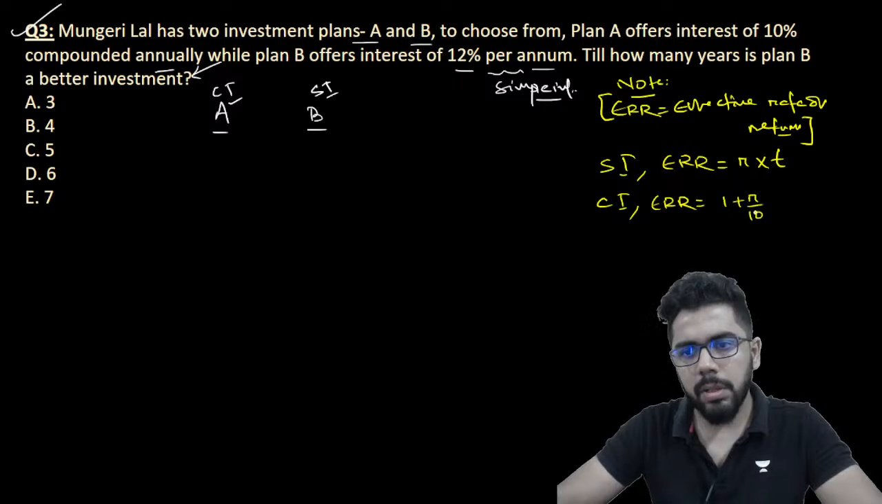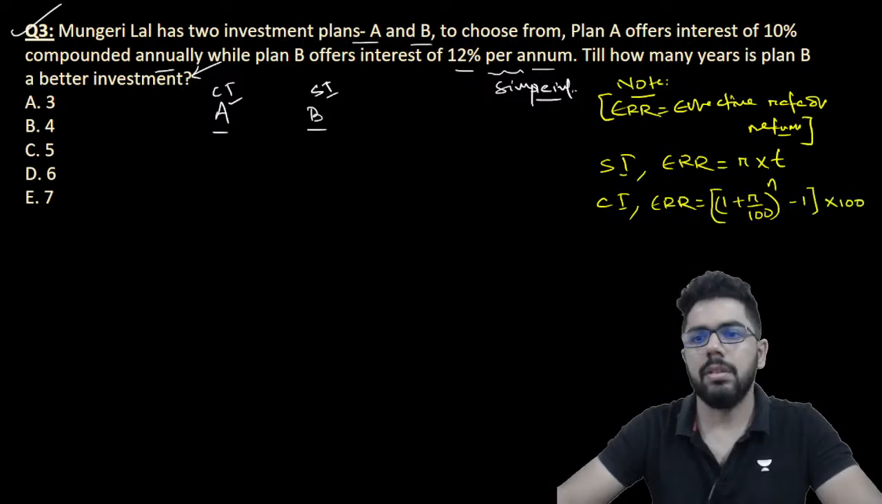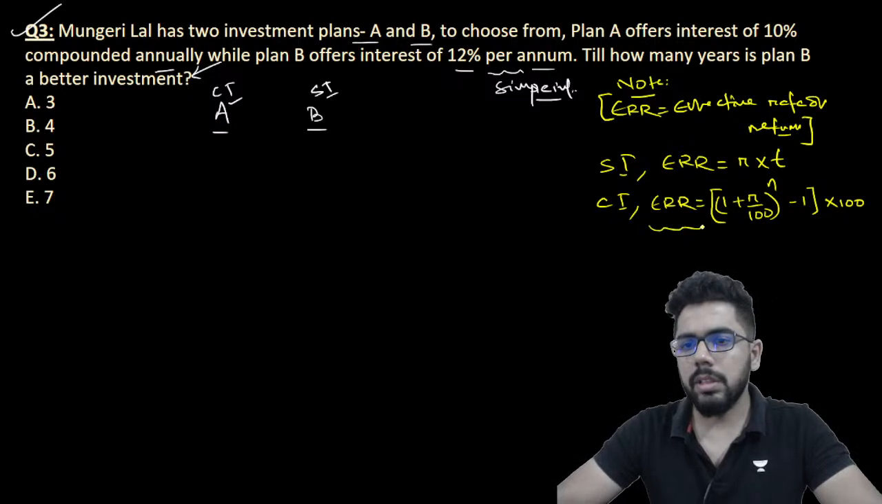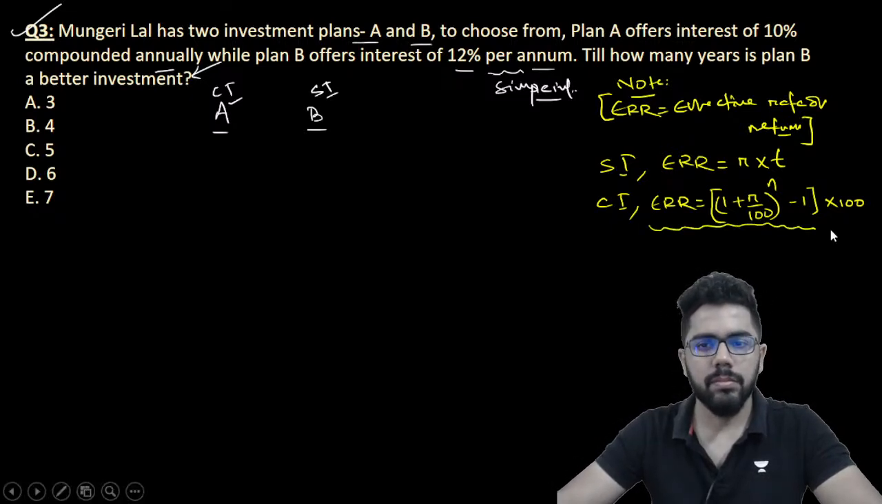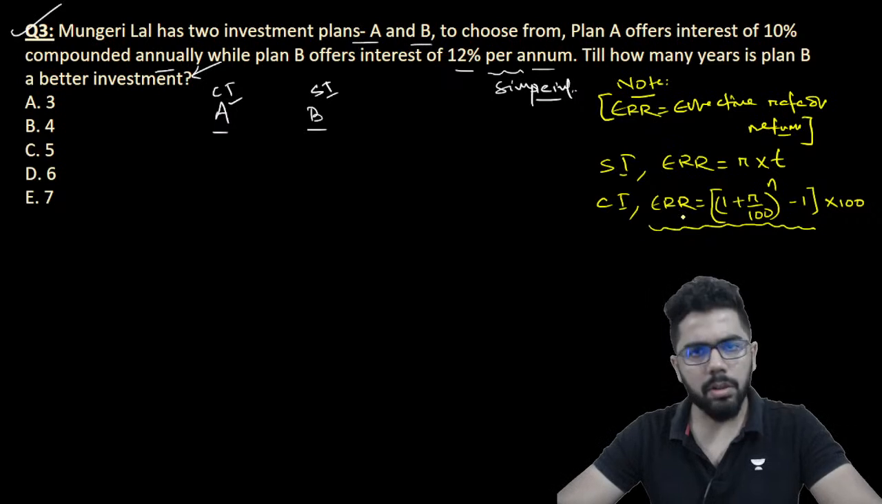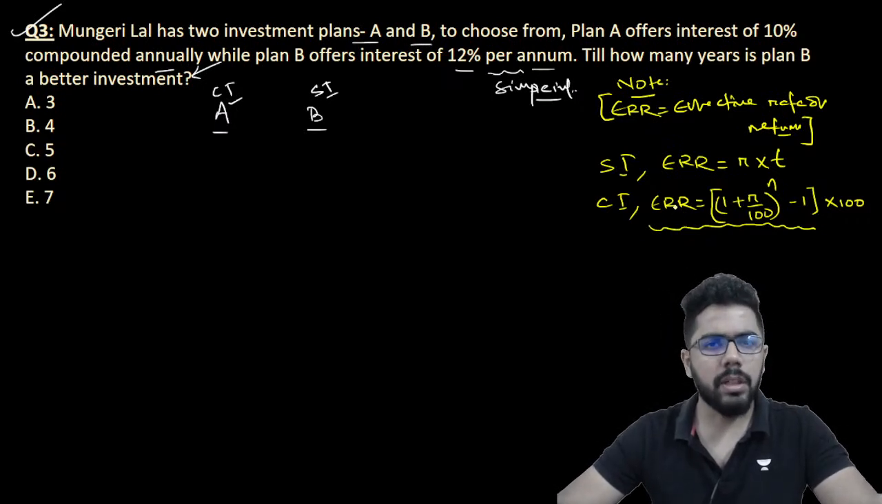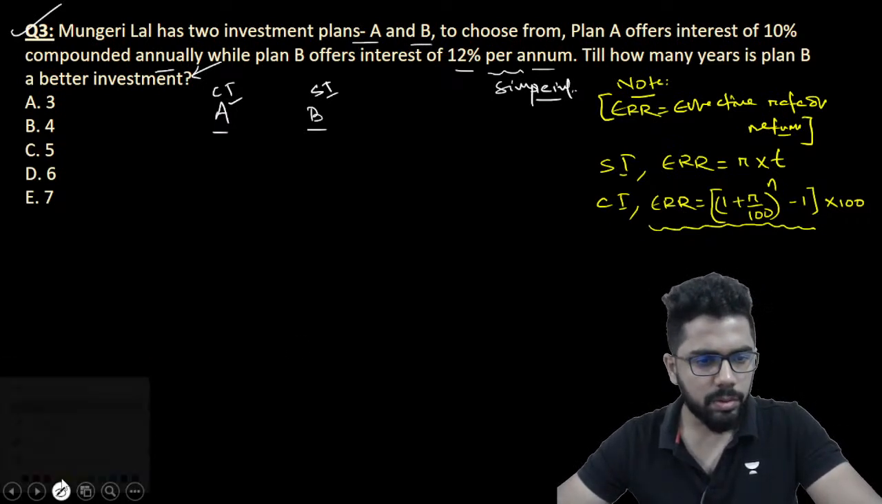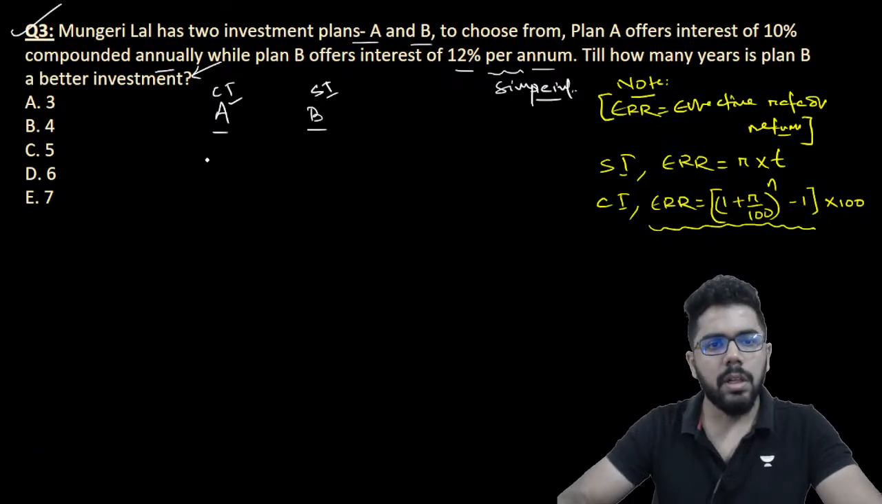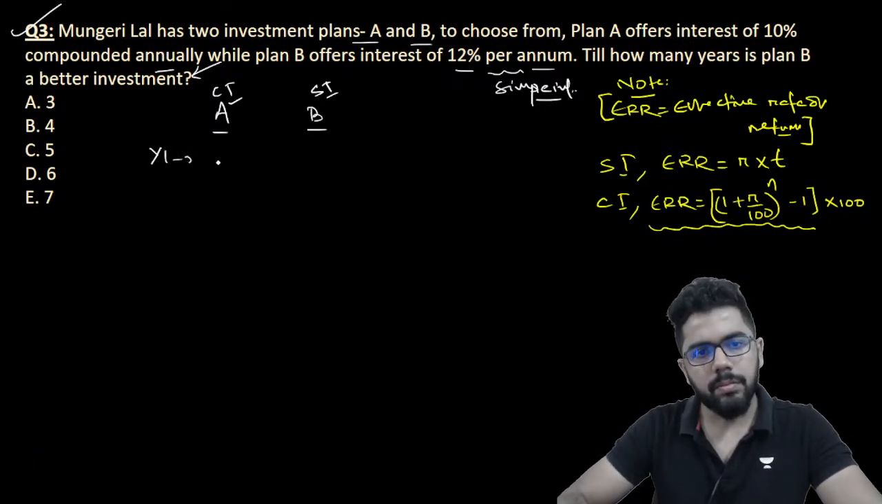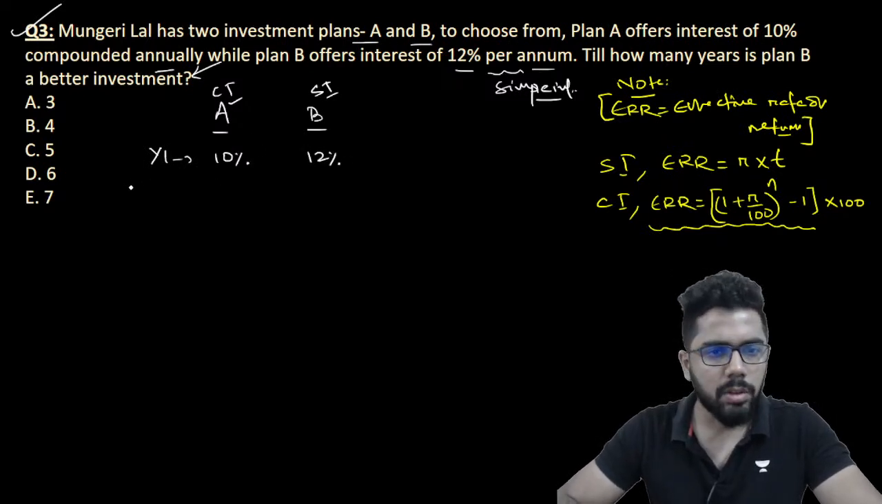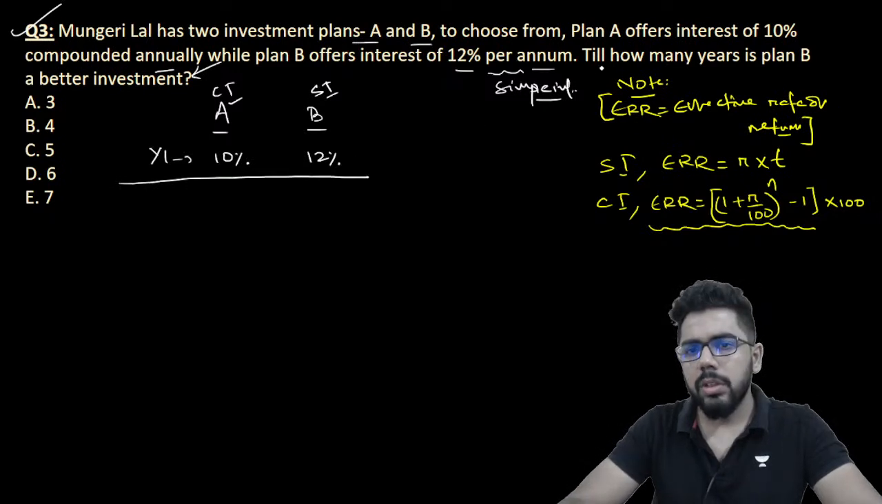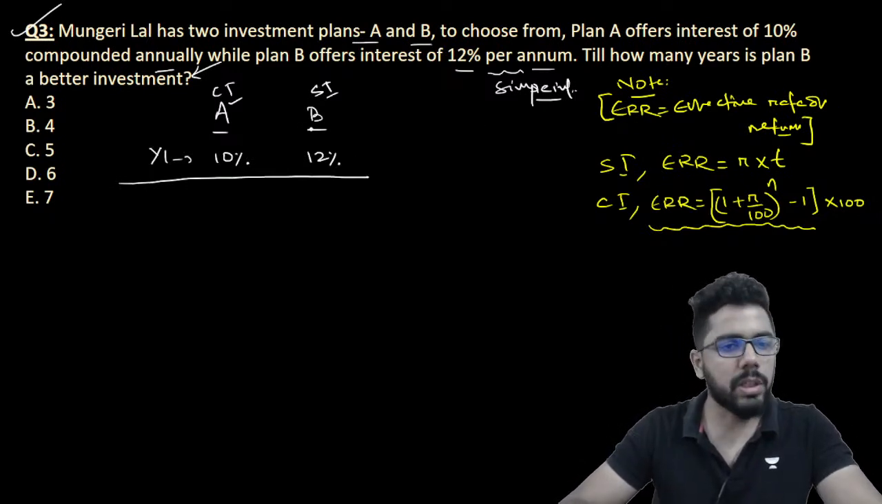But if you calculate in CI में ERR का थोड़ा calculation is done in this way. It is (1 + R/100)^n − 1, into 100. This is how ERR is calculated in case of compound interest. You can check this formula or else तुम 100 लेके calculate करके percentage निकाल सकते हो. But if you know the formula, it is better. Now think about this. First year, year 1. Compound interest में I get a 10% return, simple interest में I get a 12% return. So obviously simple interest is better. Till how many years is simple interest better? वही पूछा है question में.